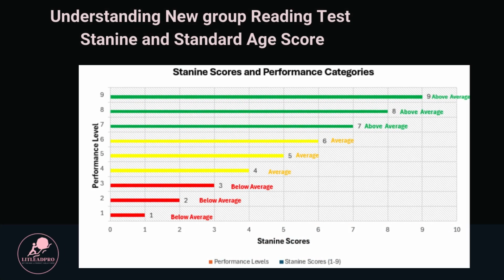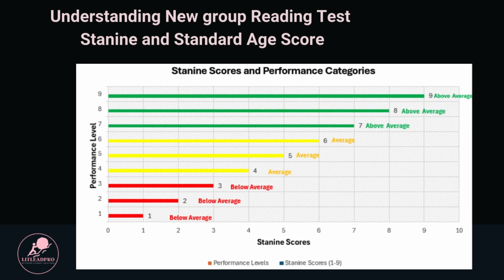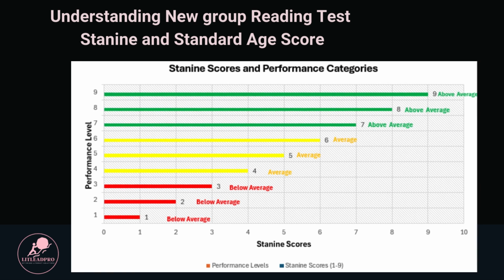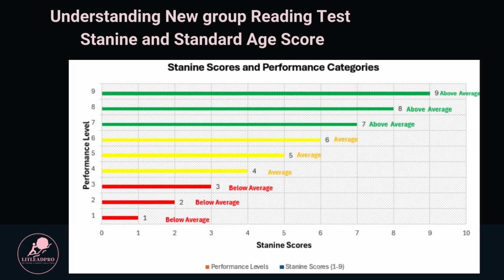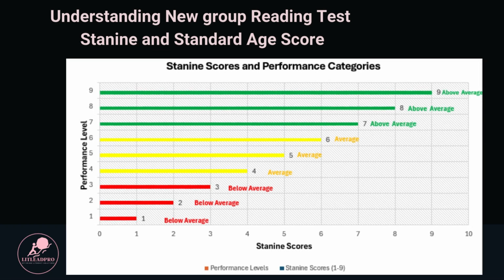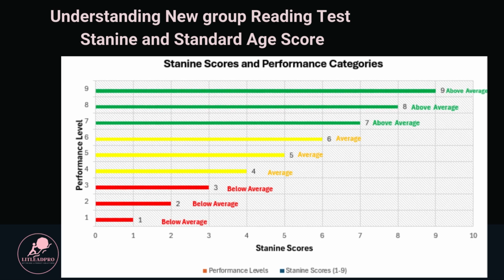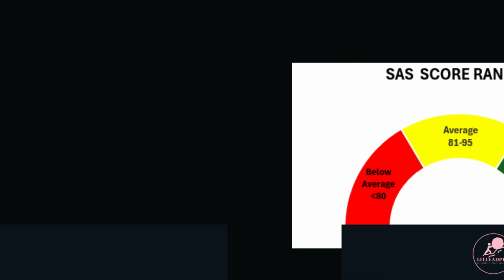Stanine scores range from 1 to 9 and give a snapshot of student performance compared to a national sample. Scores from 1 to 3 represent below average performance. Scores from 4 to 6 are average, and scores from 7 to 9 are above average.